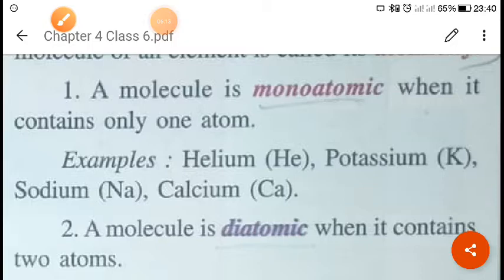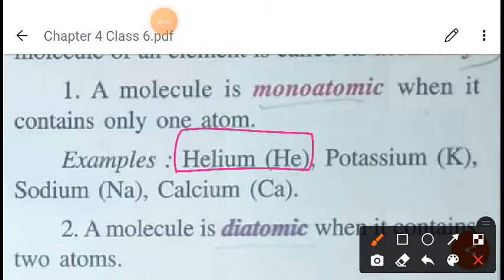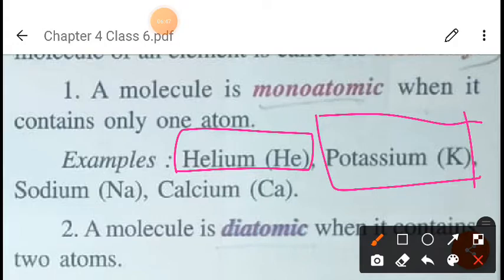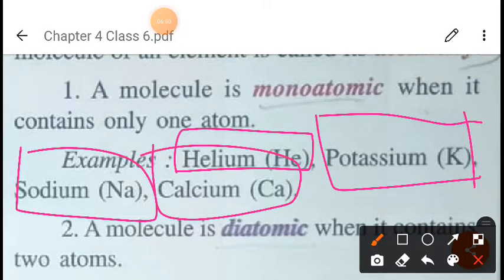Monoatomic elements. When the number of atoms in a molecule is only one, if the molecule is made up of only one atom, then it is monoatomic. If it is made up of two atoms, then it will be diatomic. If it is made up of three atoms, it will be triatomic. And if it is made up of more than three atoms, then it will be polyatomic. As you can see, helium, potassium, sodium, and calcium each have only one atom. So I hope you have got some idea what is monoatomic.